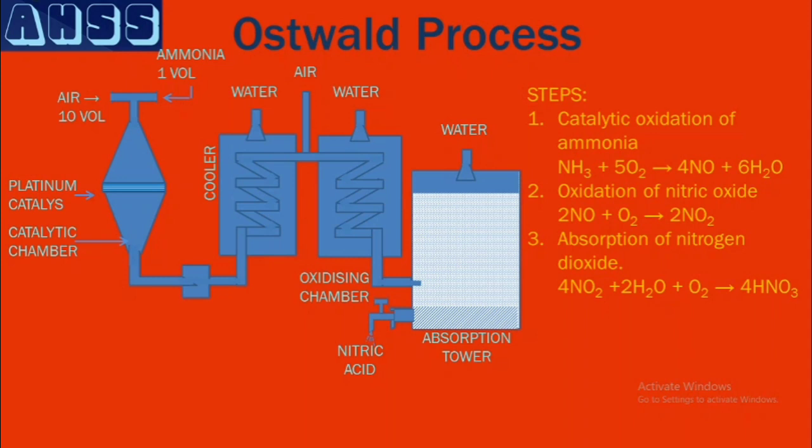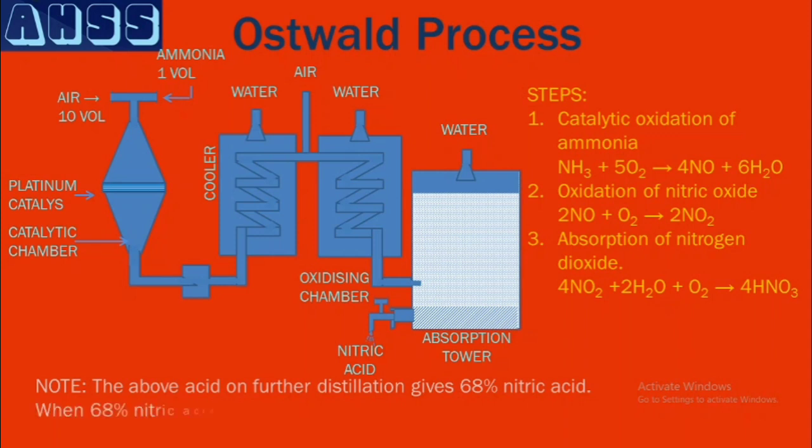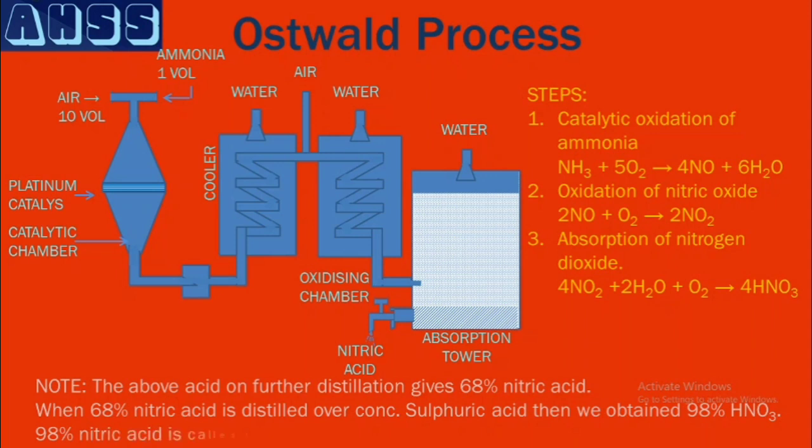The nitric acid which is obtained at the bottom of the tower is 50% concentrated. Please note that the above acid on further distillation gives 68% nitric acid, which is known as the commercial nitric acid. Again, this 68% nitric acid is distilled over concentrated sulfuric acid to obtain 98% nitric acid, which is known as the fuming nitric acid.